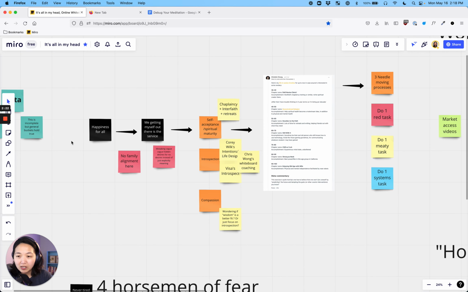So I put in the black post-its my super, super core values. Fundamentally, I would like everyone in the world to be happy, or to suffer less. And the biggest leap here that I have to make in my head is that me getting myself out there is itself the service. I also have red post-its where I talk about my fears, or things I need to really explore to figure out some of my mental blockages about thinking of myself in this way.